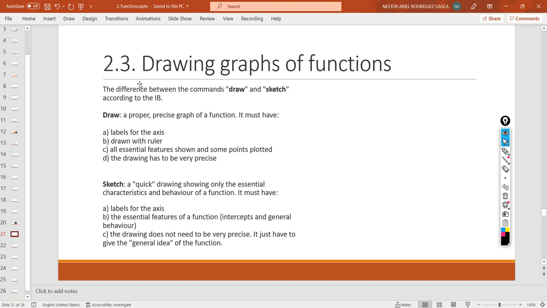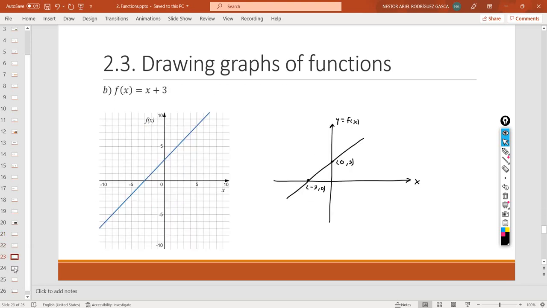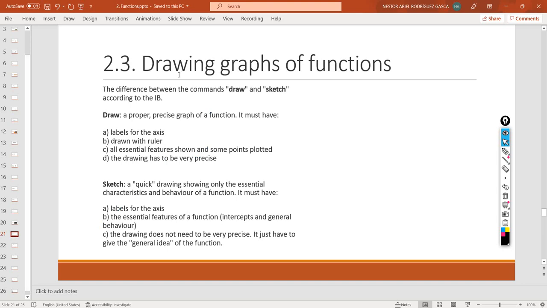2.3 is extremely simple. We're not going to analyze in detail the graphs of functions yet. So just understand these very few ideas that I'm going to tell you about, and that's about it. It's only 3 slides for 2.3. It's going to be very simple at this point.